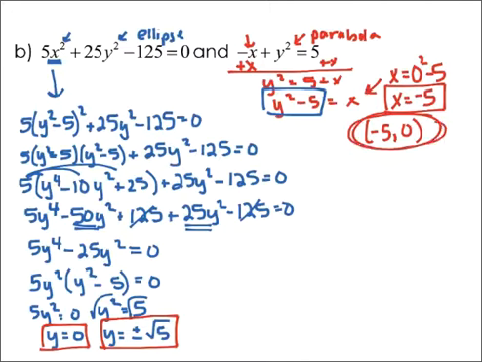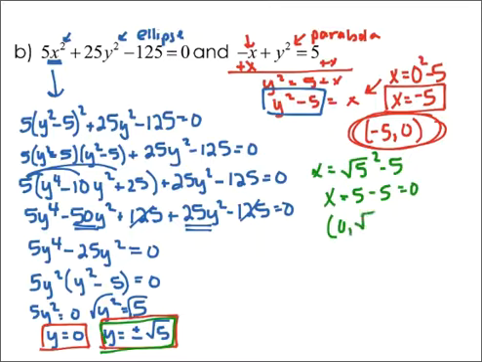Now I need to go ahead, I'm going to plug in radical 5. So I've got x is equal to radical 5 squared minus 5. Well, the square root of 5 squared is just 5, so x equals 5 minus 5. X is 0. So when x is 0, y was radical 5. There's my second point where they intersect.